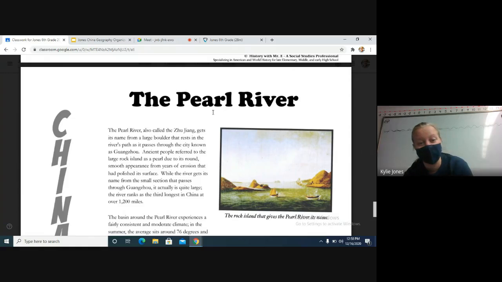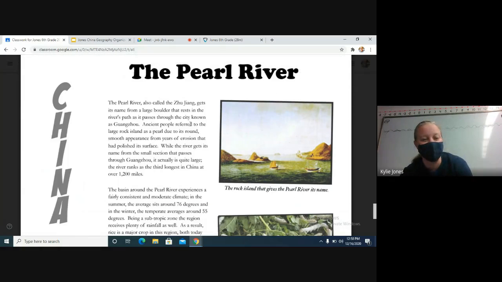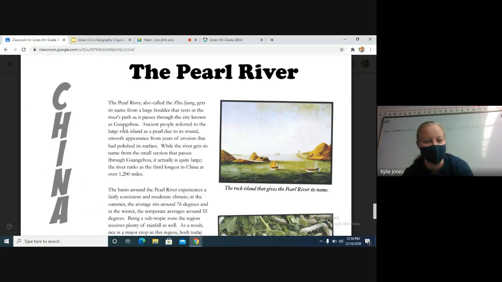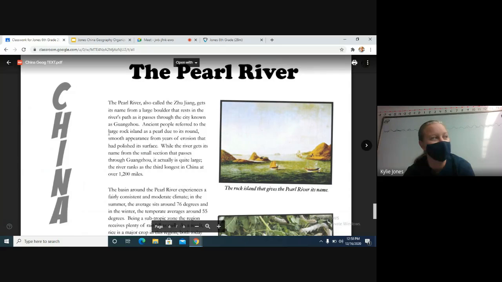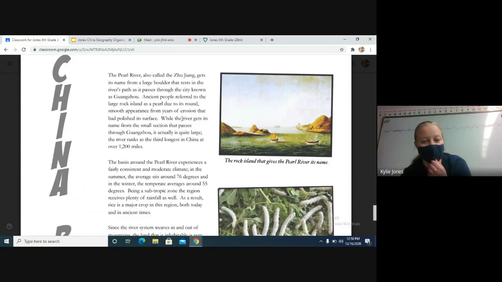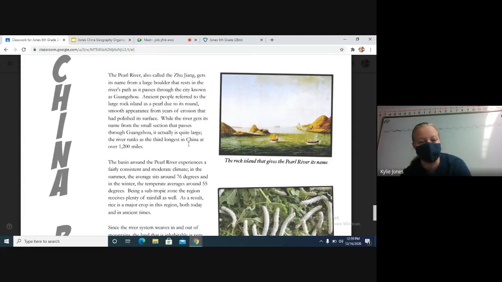So, the Pearl River, also called the Huanghi, I don't know how to say it, gets its name from the large boulder that rests in the river's path as it passes through the city known as Guangzhou. Ancient people refer to the large rock island as Pearl due to its round, smooth appearance from the years of erosion that had polished its surface. While the river gets its name from the small section that passes through Guangzhou, it actually is quite larger. The river ranks as the third longest in China at over 1,200 miles.